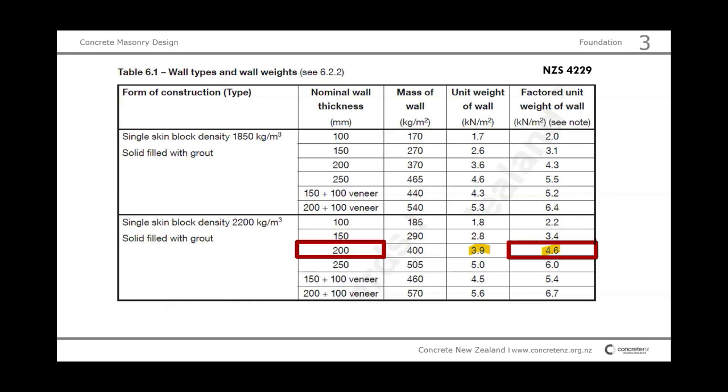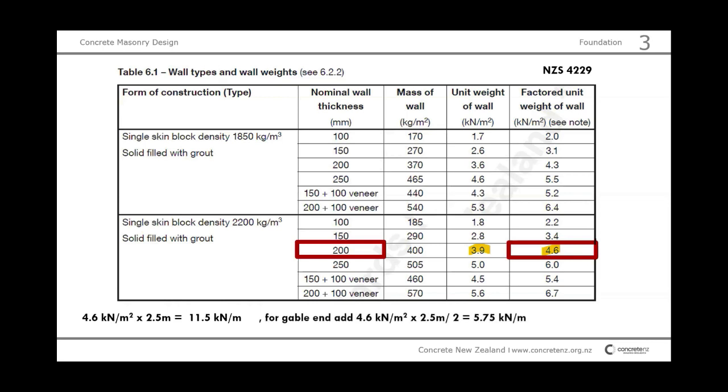But our building is taller than 1 meter, it's 2.50 meters. So we multiply that 4.6 with 2.50 meters, which gives us 11.5 kilonewton per linear meter sitting on the foundations from the wall on the long side of the building.